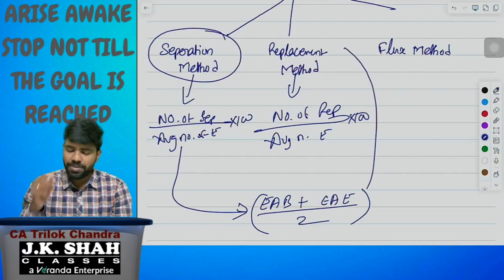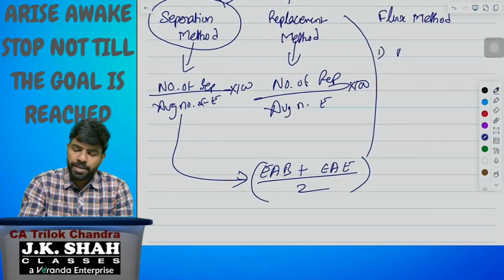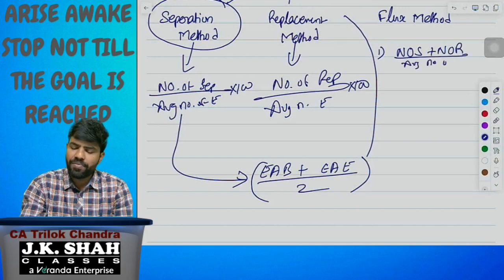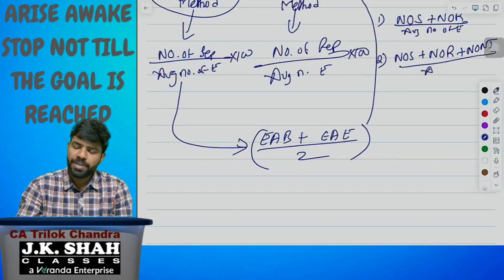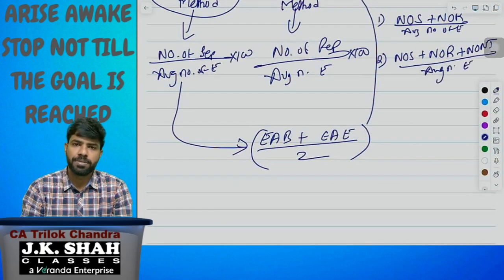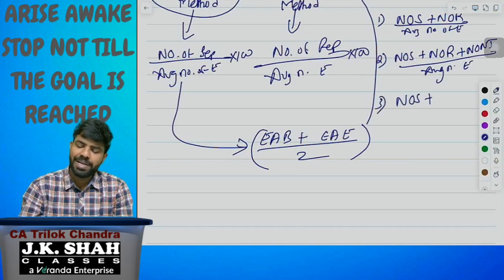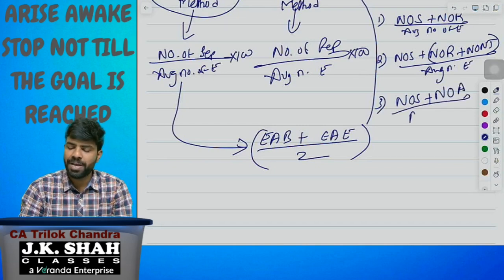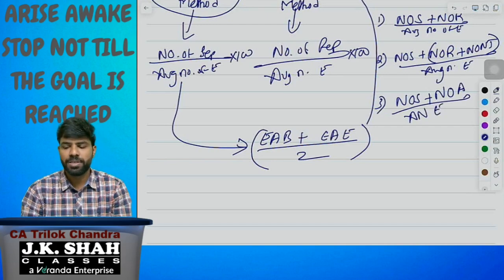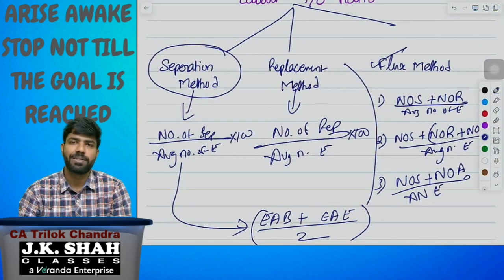Clear? Now, flux method, I will write three formulas. Number one: number of separations plus number of replacements divided by average number of employees. Second method: number of separations plus number of replacements plus number of new joinings divided by average number of employees. Third one: number of separations plus, if you add replacement and new joinings, they give the name accessions, so number of accessions divided by average number of employees. These are the three formulas to calculate the flux method.